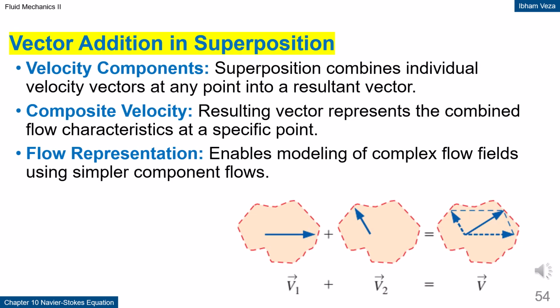Vector addition in superposition. In superposition, the total velocity vector at a point is obtained by adding the velocity vectors of all component flows. Each component contributes a certain magnitude and direction. The resulting sum represents the actual flow behavior at that point. This approach is very intuitive because it follows standard vector addition rules. In this way, the effects of multiple flow sources can be analyzed simultaneously.